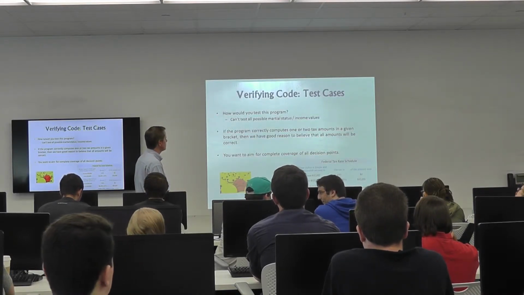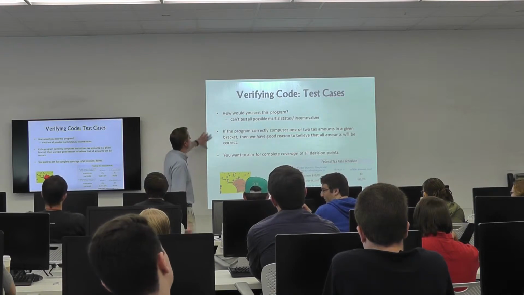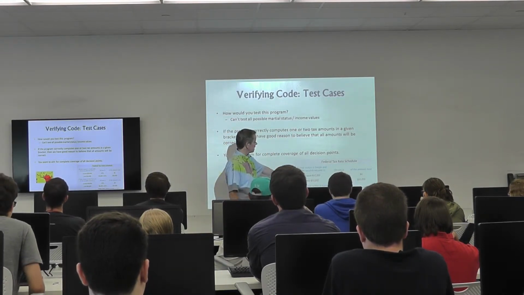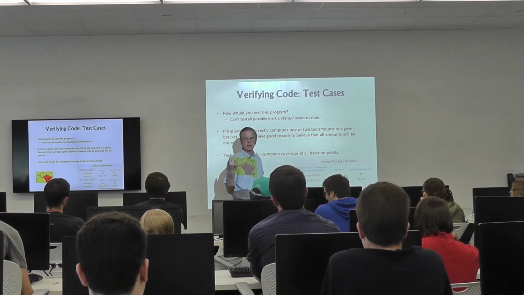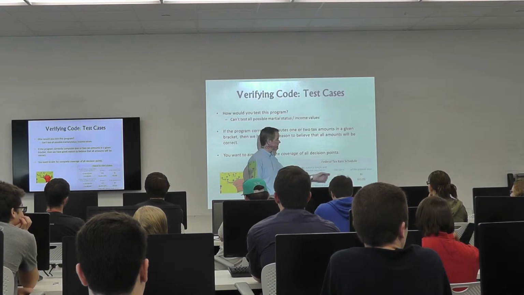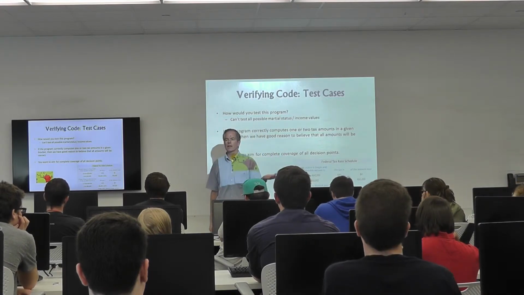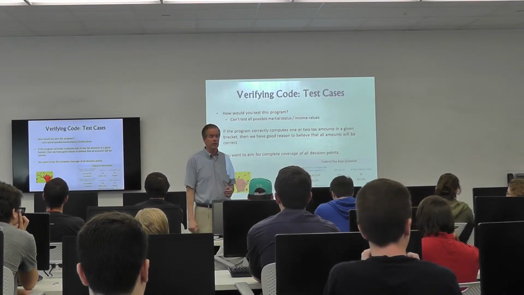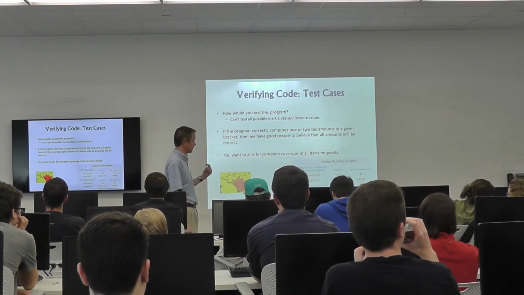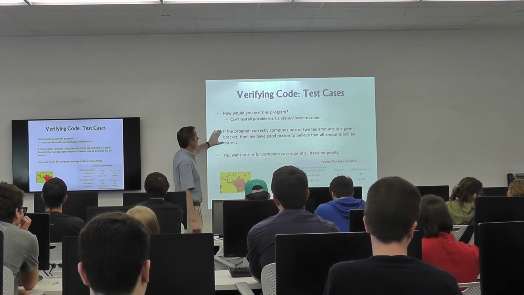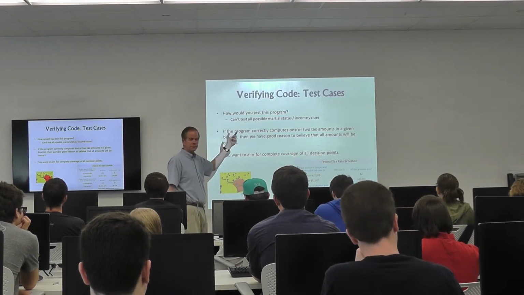Verifying code. Test cases. We know about test cases. So how would you test this program? Remember, this is our federal tax program. Remember, it's got two decisions. Are you married or are you single? And then depending if you're married or single, the question is how much money you're making. If you're making a little bit of money, we're going to tax you at this rate. If you're making more money, we're going to tax you at this higher rate. Right? So there's really, I guess, 3 decisions. Married, single, and then how much money you're making. Okay? How would we actually test that?